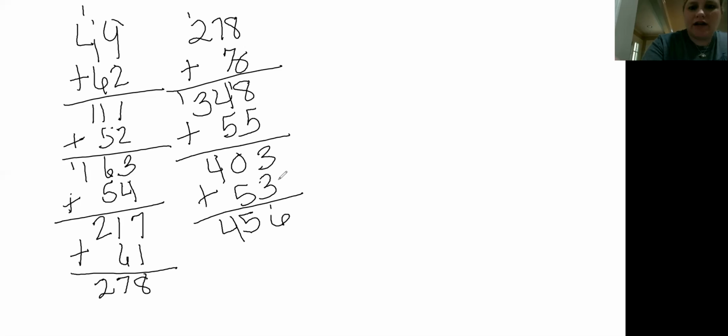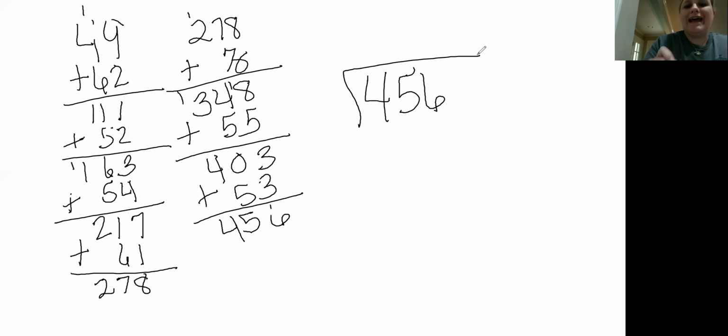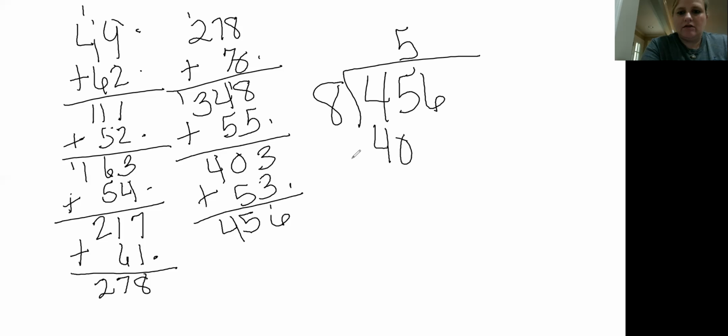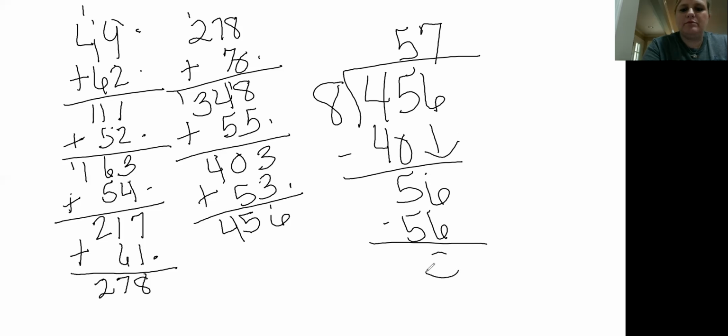And if I did my math right, that's 456 divided by how many numbers were there? 1, 2, 3, 4, 5, 6, 7, 8. I can count back in my book and make sure. 1, 2, 3, 4, 5, 6, 7, 8. Okay, 5 times 8 is 40. 56. 8 times 7 is 56. So the average or the mean is 57.